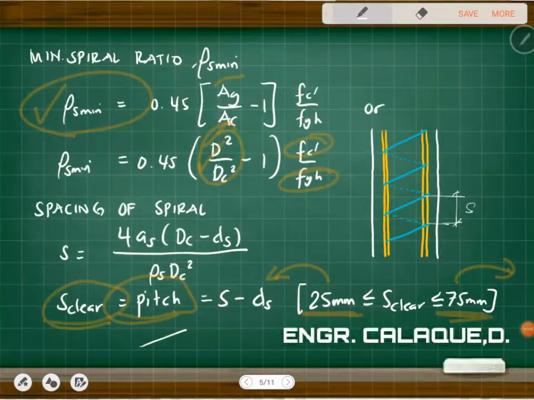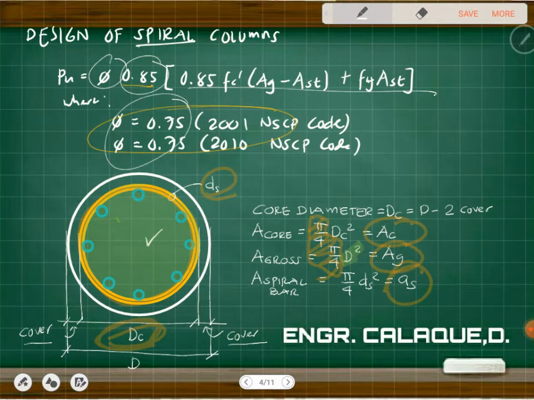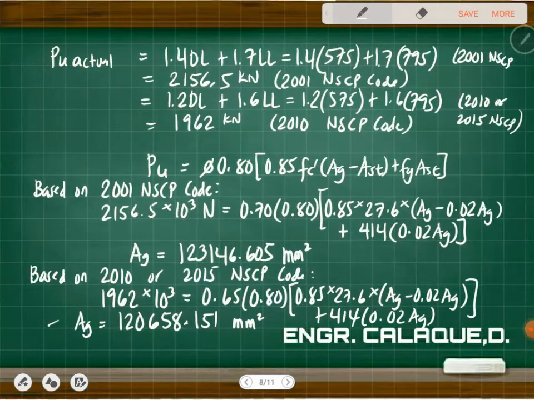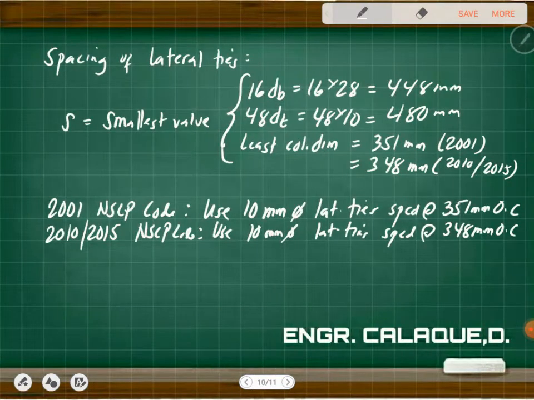Okay, so next is design of spiral columns. So ito yung mga formulas na involved sa spiral columns. Na-discuss ko na din ito sa previous na video. So ngayon is mag-design tayo ng spiral, actually loaded na spiral column.